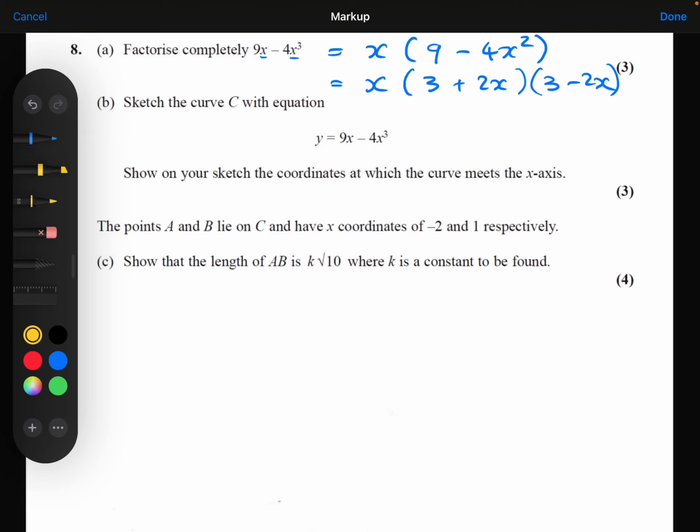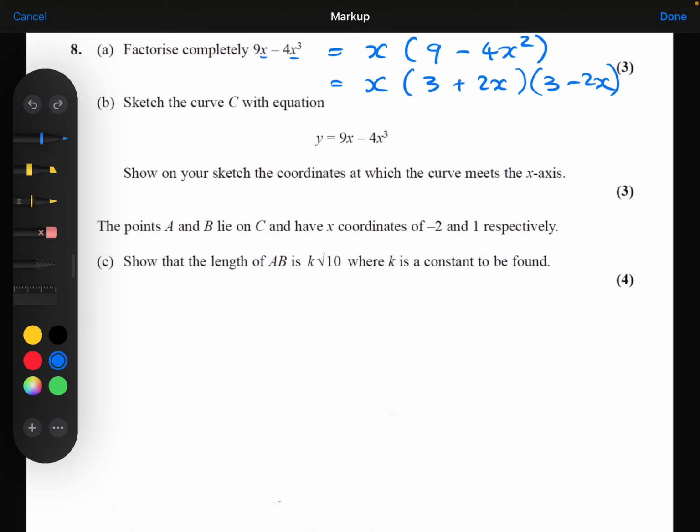And just to double check that, the 3 times the 3 gives the 9. The 2x times the minus 2x gives the minus 4x squared. And then the 3 times the minus 2x gives minus 6x. The 2x times the 3 gives plus 6x. So the 6x and the minus 6x cancel out, and this is now correct and completely factorised. So this is your answer for part A.